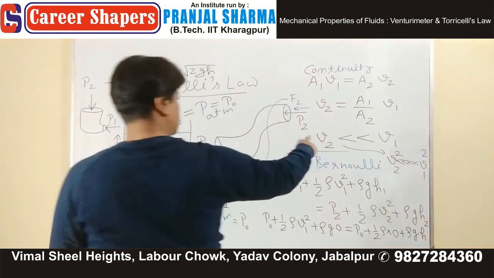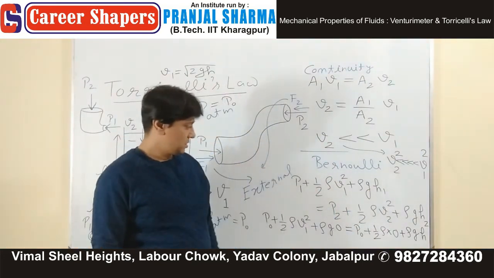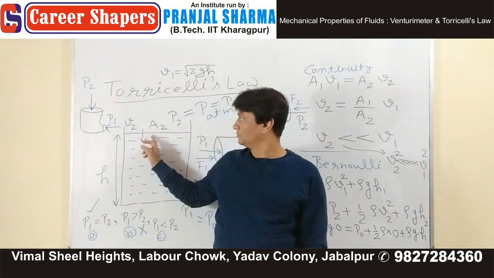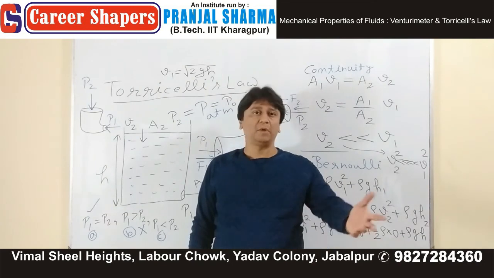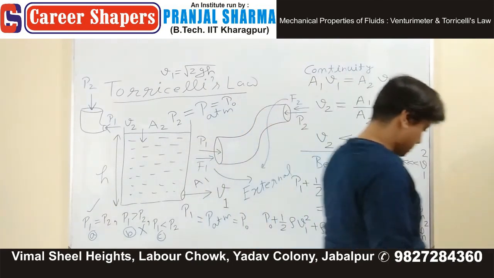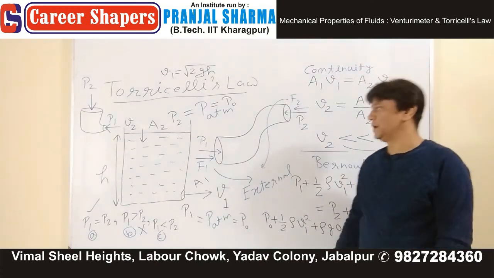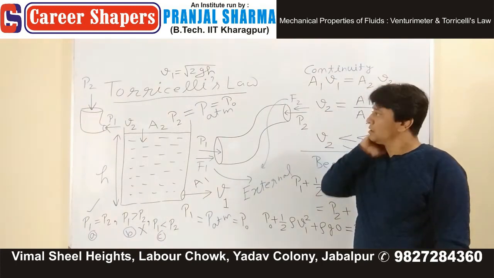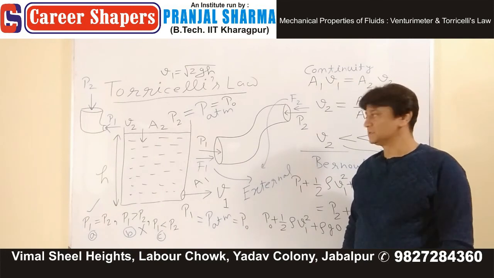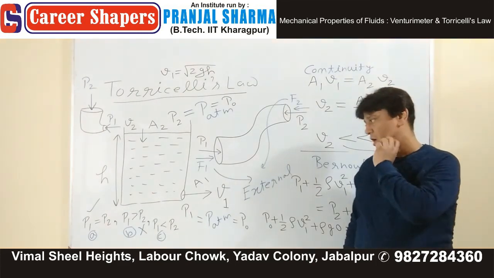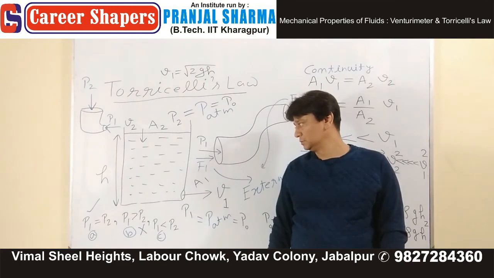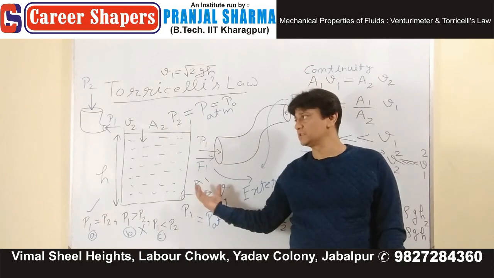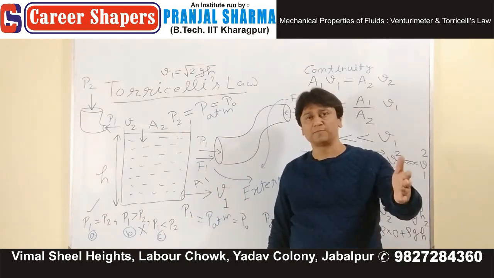Next point. Velocity at the top of the tank can be considered almost zero as long as the hole through which liquid is coming out is sufficiently small.